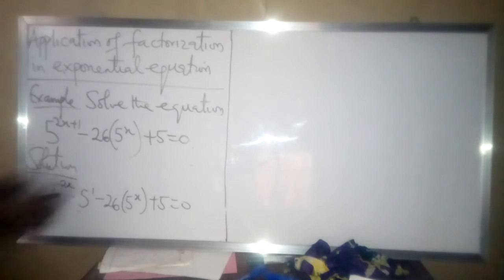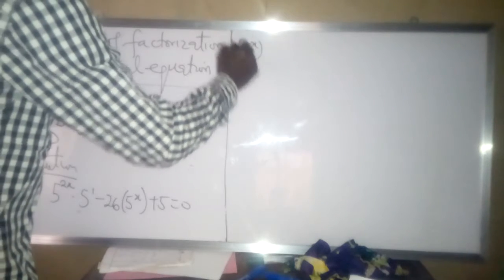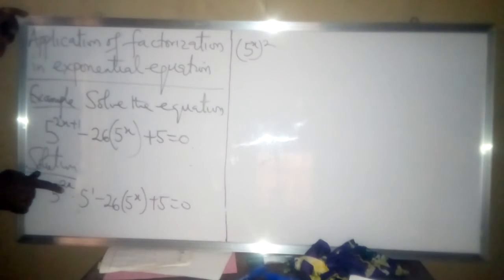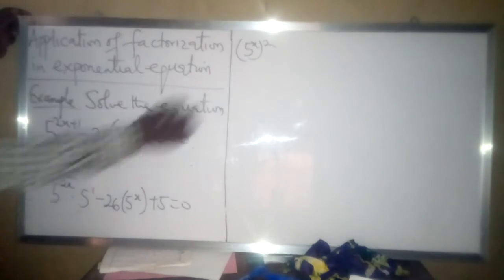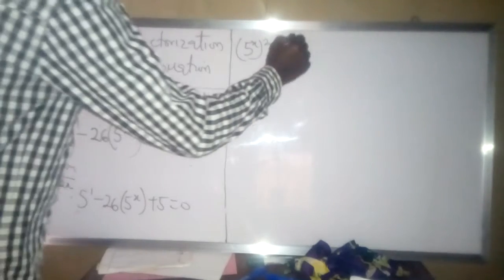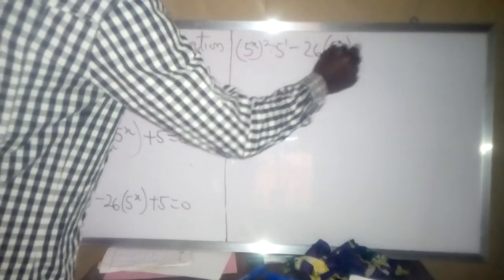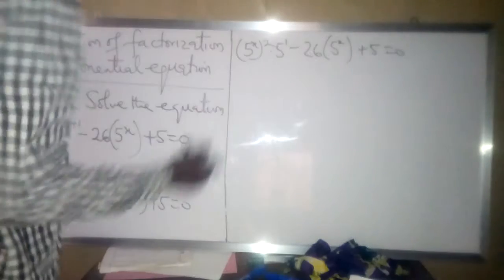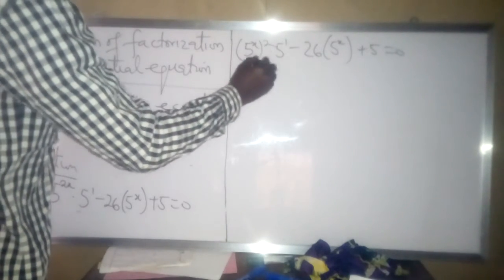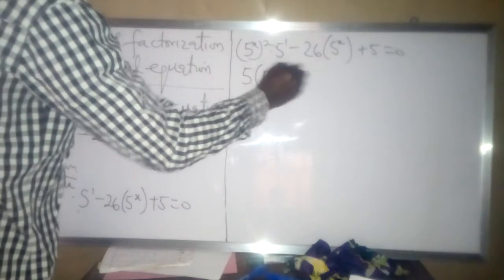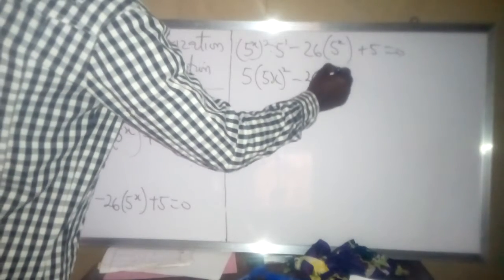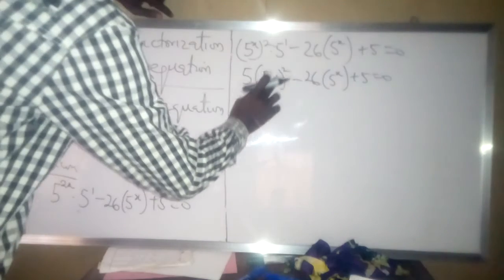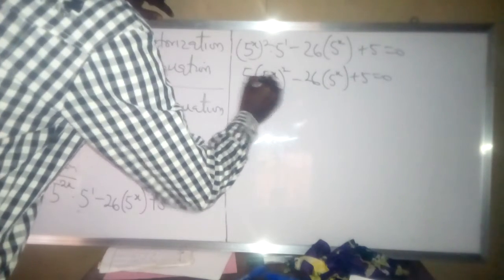So here we can write 5^(2x) as (5^x) squared. If we open it up, it is 5^x in the bracket, squared, since 2 times x is 2x, dot 5^1, minus 26 into 5^x plus 5 is equal to 0. So in this case, we can have 5 into (5^x) squared, because we are multiplying 5 into this, minus 26 into 5^x plus 5 is equal to 0. Obviously now, 5^x is common.